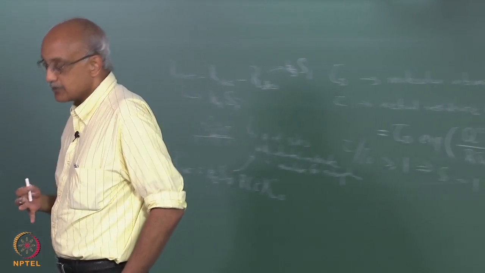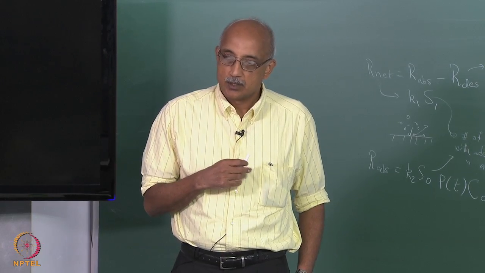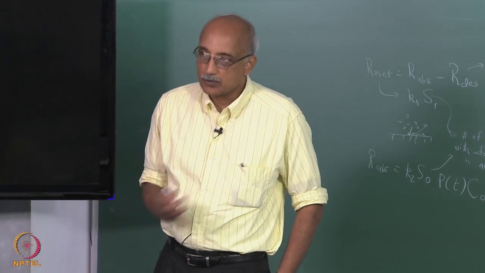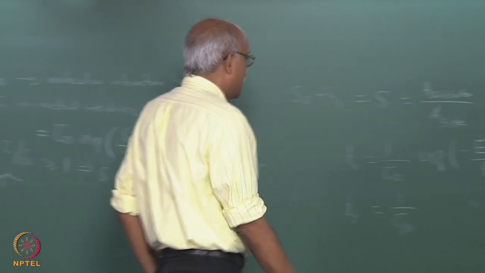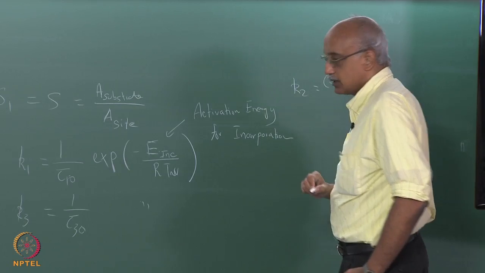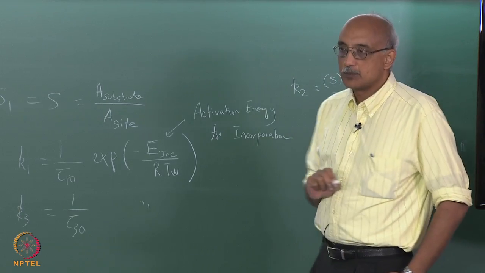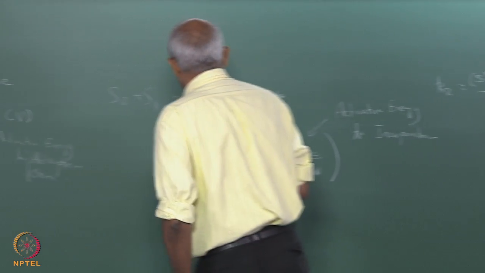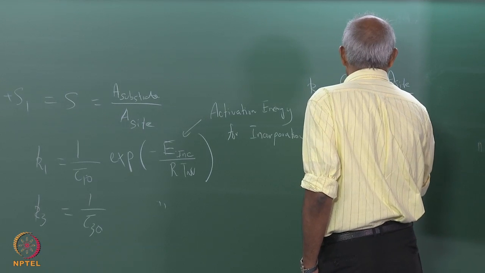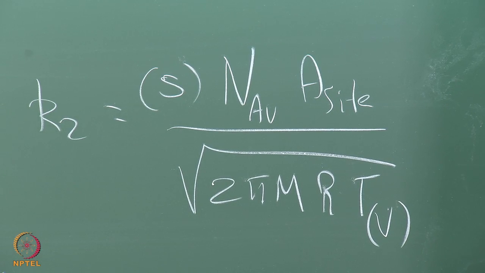So, it is something that must be calculated essentially from the molecular theory of gases, or it must be experimentally measured and recorded. So, if you want to derive this from the molecular theory of gases, then you have to go back to the Avogadro number, sticking coefficient and so on, and it is actually written as S, which is the sticking coefficient or sticking probability times the Avogadro number times the area of the absorption site, that is same parameter as this, divided by square root of 2 pi m R T v, where this T v now is the temperature of the vapor zone.